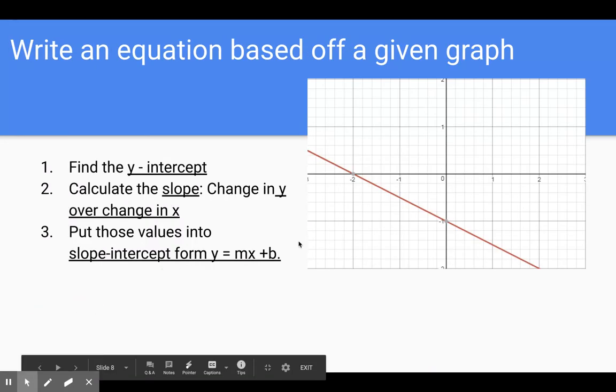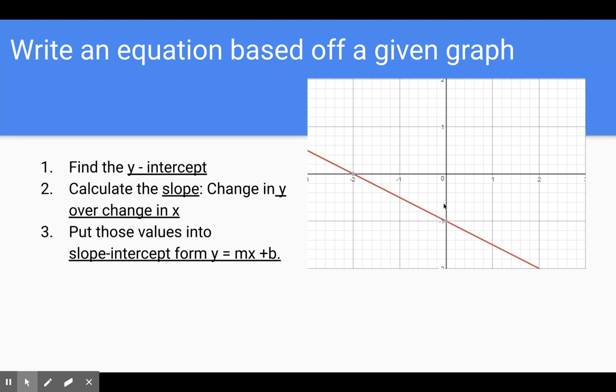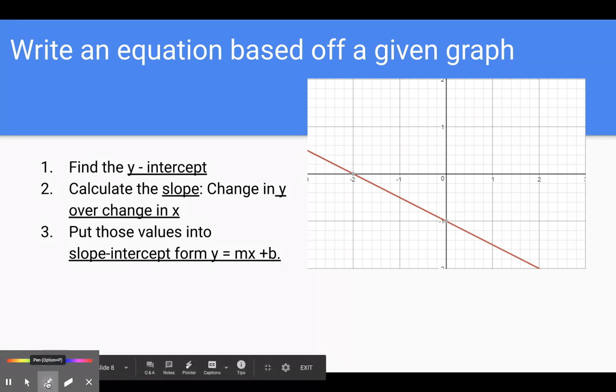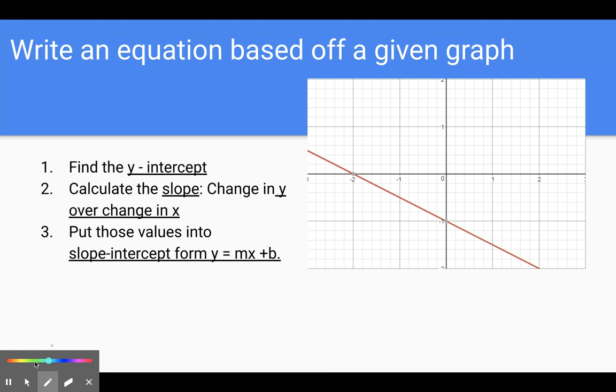Now, when you have to write an equation based off of a picture, based off of a graph, always find the y-intercept. We see that our y-intercept here is at -1. Let me change the color real quick. Our y-intercept, or our b, is -1. All right, now you need to calculate the slope. What is the change in y over the change in x? Well, we see that we have one coordinate here and we have one coordinate here. All right, change in y. Remember, change in y goes up and down. Are we going up? Are we going down? We have to go down.